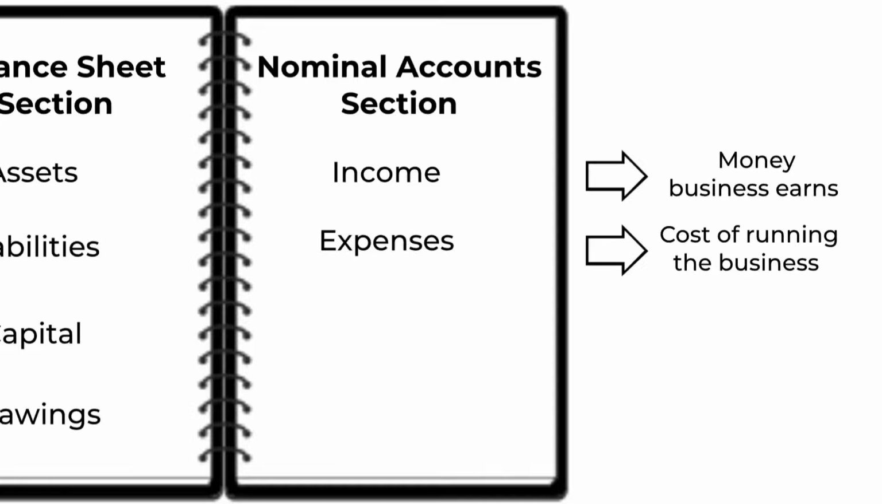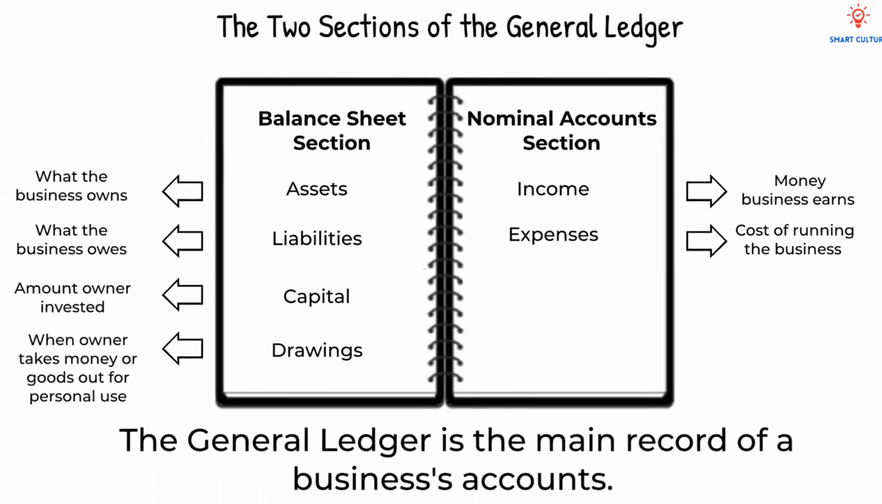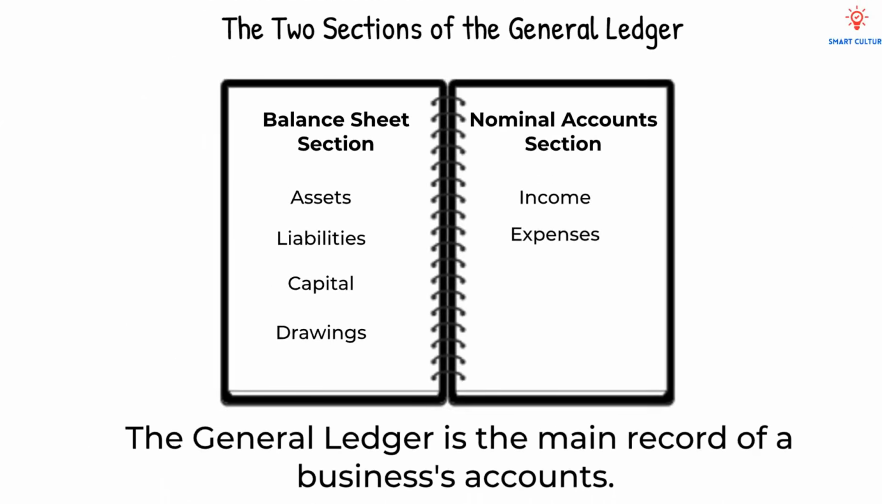Let's try a quick activity. Which section does each of these accounts belong to? Balance sheet or nominal? Wages, loan, stationery, current income, and drawings. Think about what each account represents before you decide.